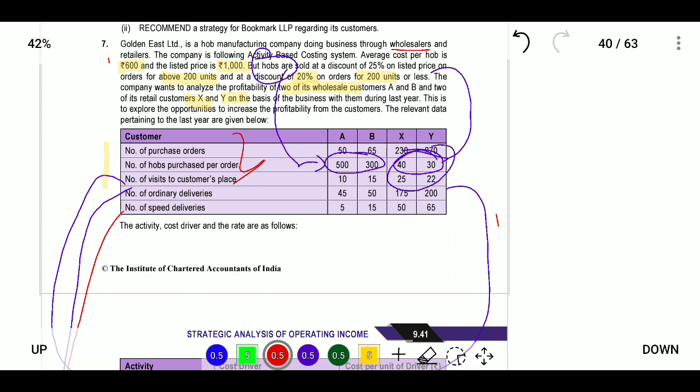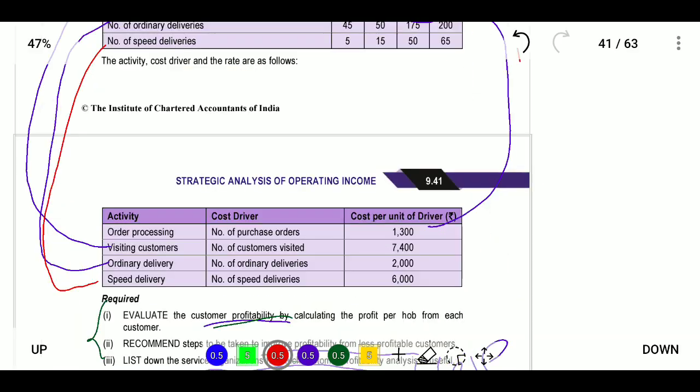That is 50 into 500 units, which will be 25,000. 25,000 into the sale value, 25,000 into this 600. From these two multiplications, we will get the cost of sale. That is, the profitability statement was completed. Now we will see the answer.